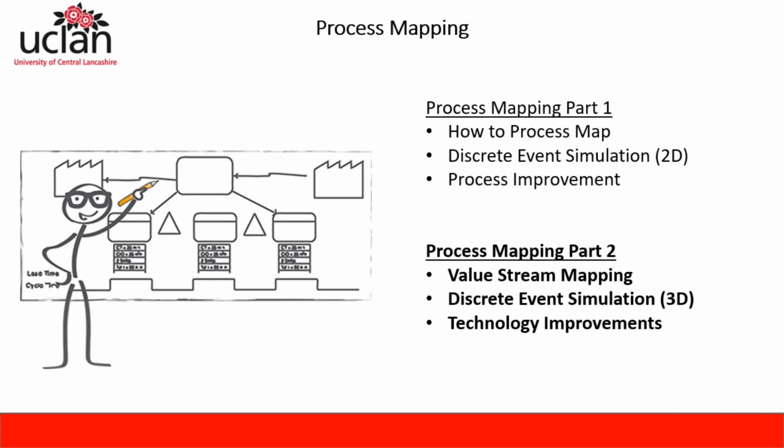If you can remember last time, in the first part 1 video, we looked at how to process map and we looked at some 2D discrete event simulation in order to look how we could improve the process. But now we're going to look in part 2 video more into value stream mapping and how we can use 3D event simulation to help us along with some technology improvements.